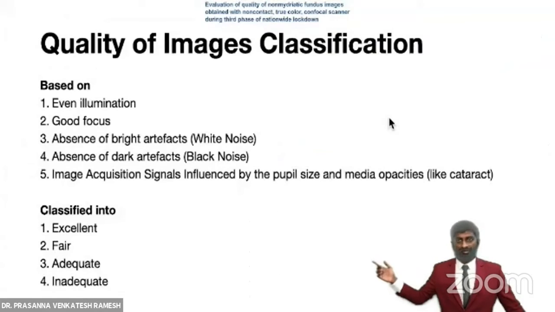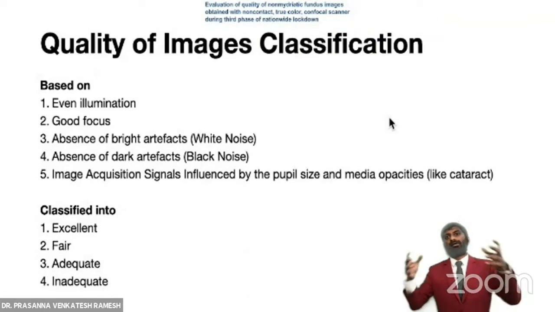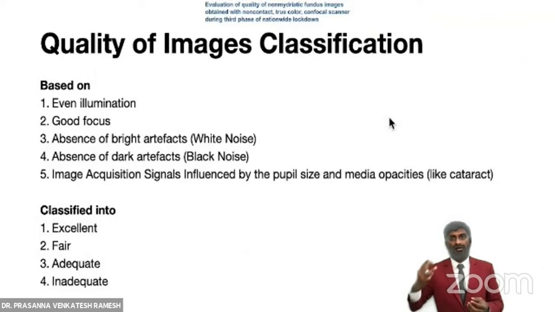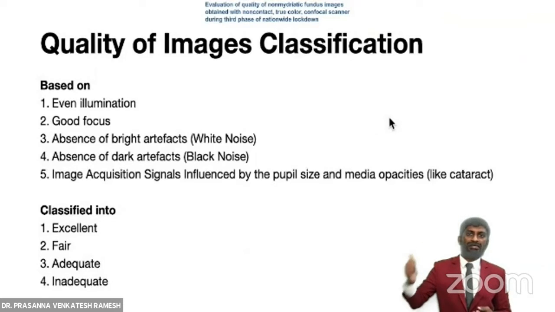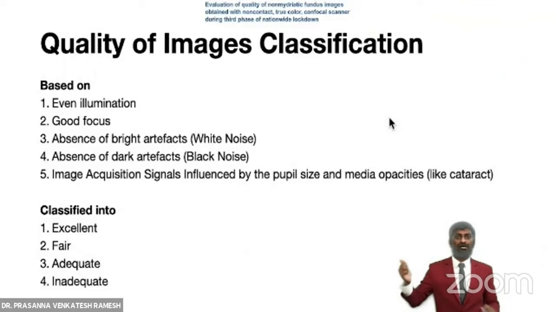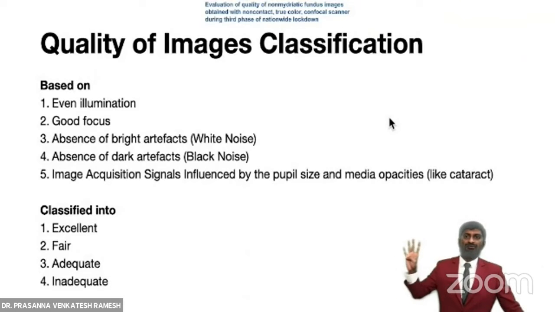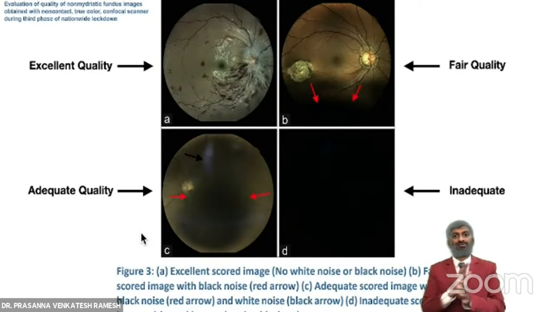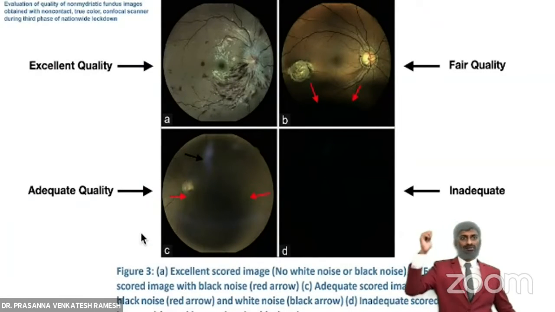Those patients were excluded, and we took the remaining eyes into the study and graded the images based on illumination, good focus, absence of white noise and dark noise, and image acquisition signals influenced by pupil size and media opacities like cataract. The grading was done by a team of two doctors, one glaucoma specialist and one retina specialist, and images were classified into excellent, fair, adequate, and inadequate. It was classified as an excellent image if there was no black noise or white noise. That is the excellent image, as you can see on the top.